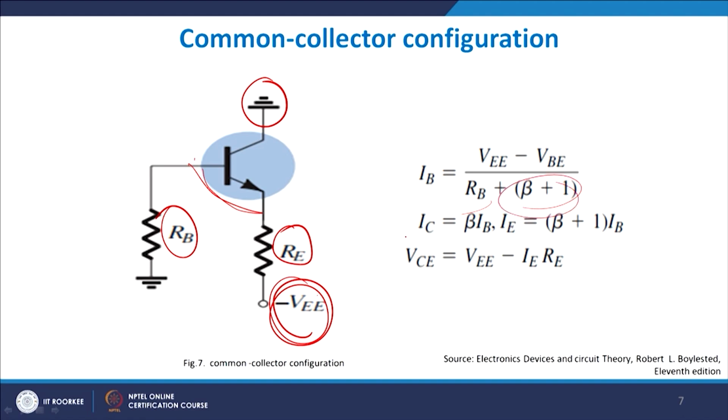IC equals beta times IB, IE equals therefore beta plus 1 times IB, and VC equals VE minus IE RE. So this will give you, but common collector is very seldom used. It is generally used for impedance matching, but generally not used for any other purposes. Most commonly used is the common emitter configuration, and that is the most commonly used configuration here.